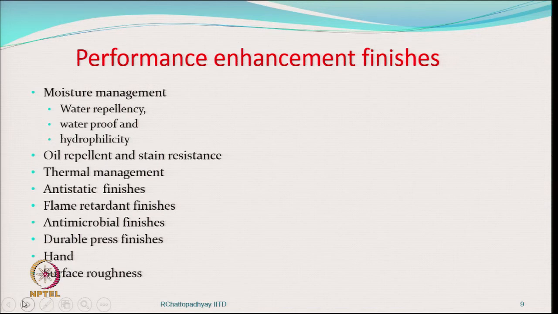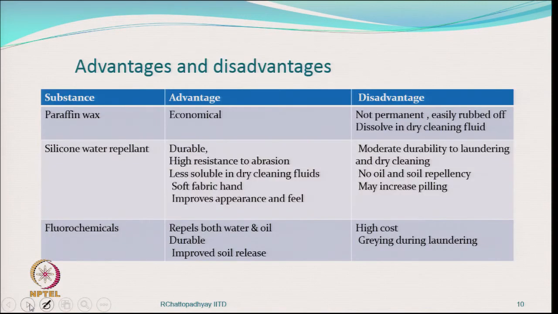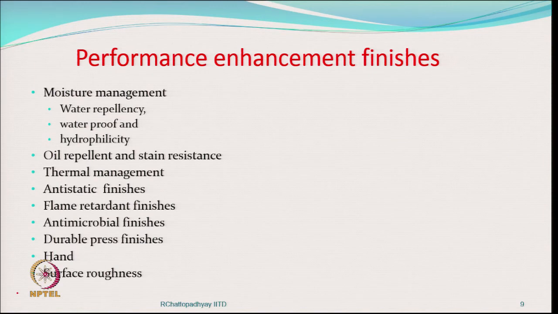Then the surface roughness of a fabric can also be manipulated. There are some finishes for that. So, therefore, there are so many performance enhancement finishing techniques available, and various types of performance can be enhanced depending upon where this particular fabric is going to be used, and what kind of garments or maybe uniform we want to make out of these fabrics. Accordingly, the fabrics have to be treated with a specific type of finish.